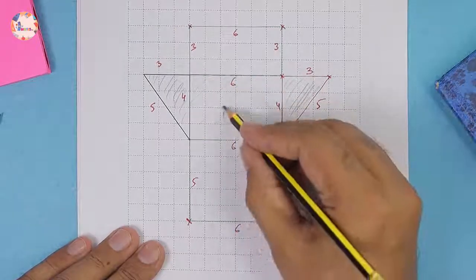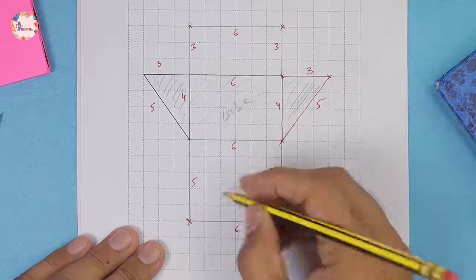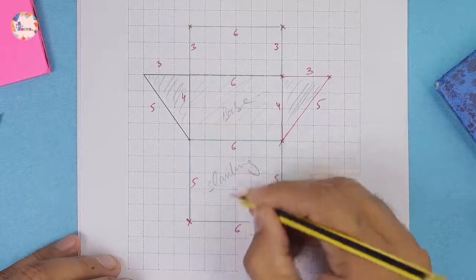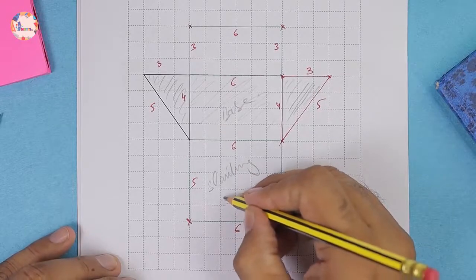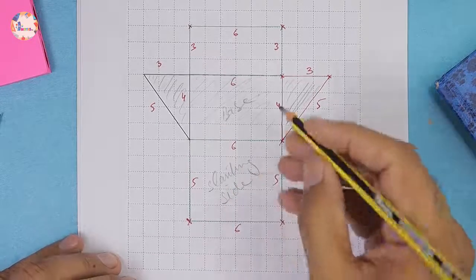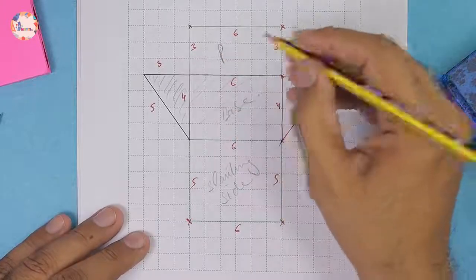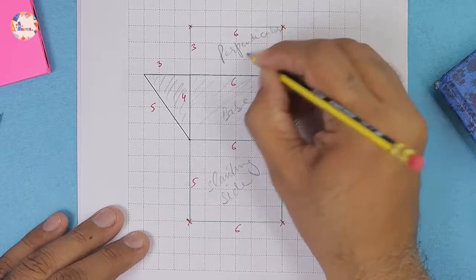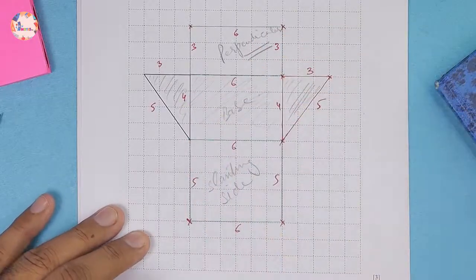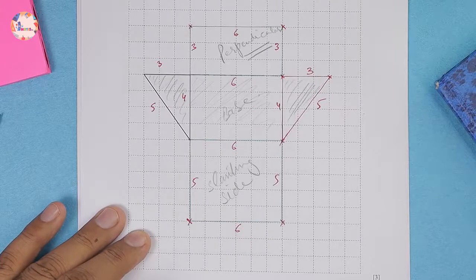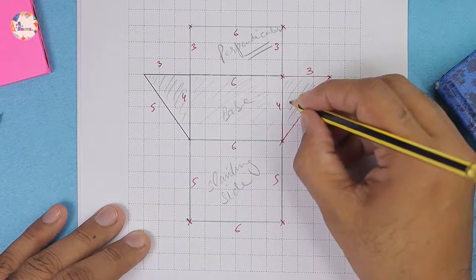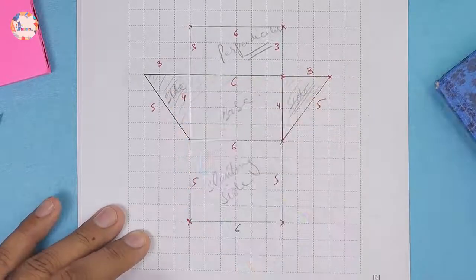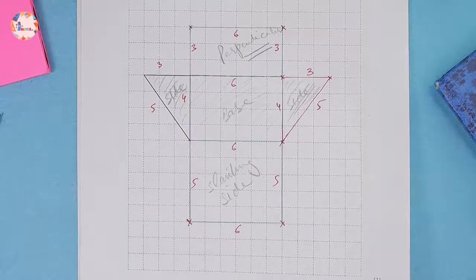This is basically the base. So this will be base, this will be slanting side, and this will be perpendicular, and these two sides are basically the triangular sides. So we can write side, and this is also side. So hopefully you understood this question.